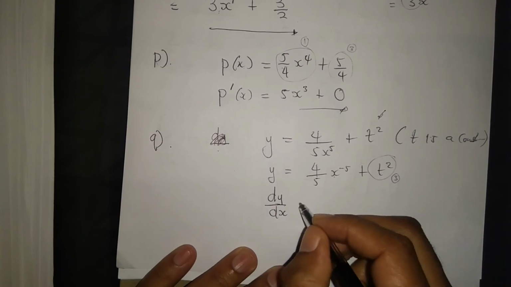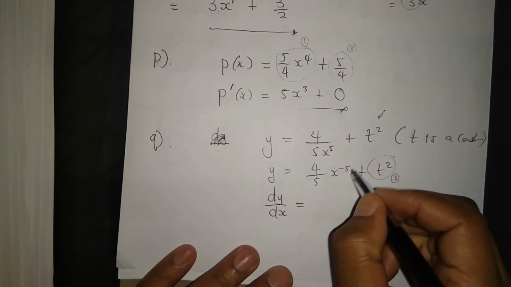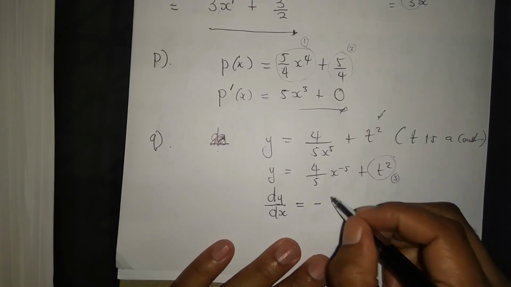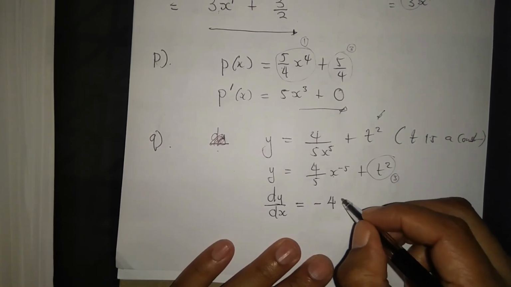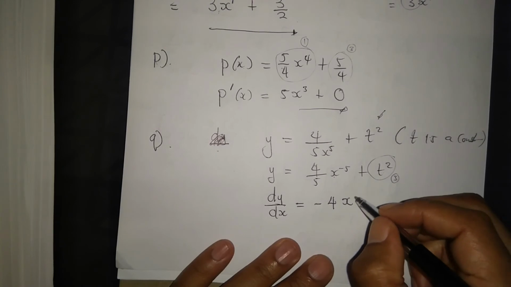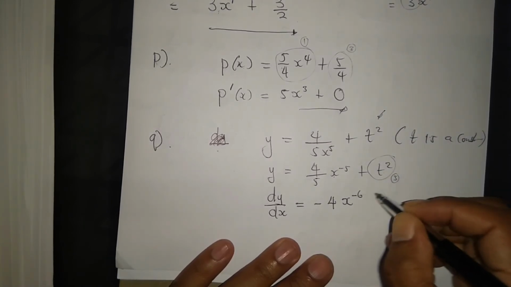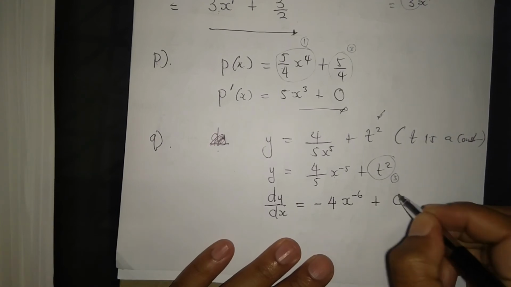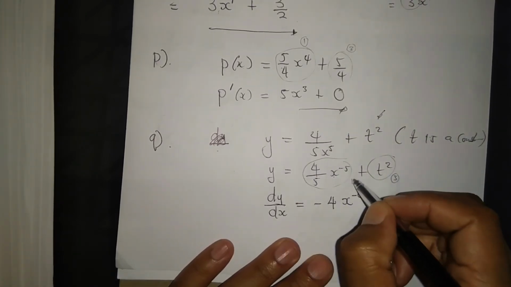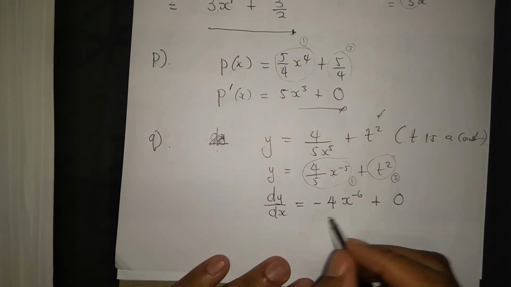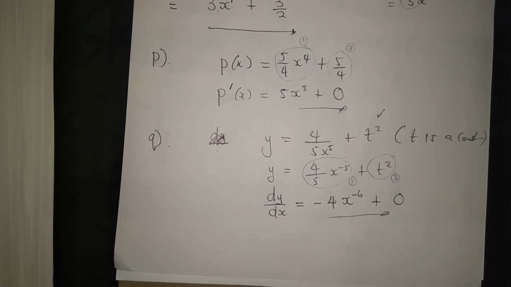So dy over dx is equal to negative 5 times 4 over 5. Our answer is minus 4. X exponent minus 6, because it's negative 5 minus 1, it's negative 6. Plus 0. This was rule number 1. Now I have the answers here together, right?